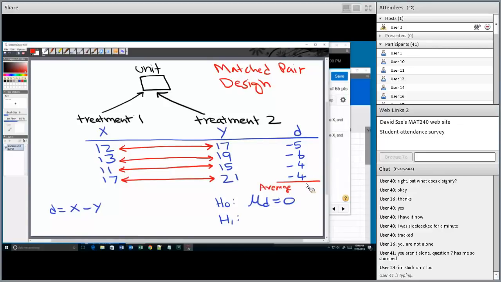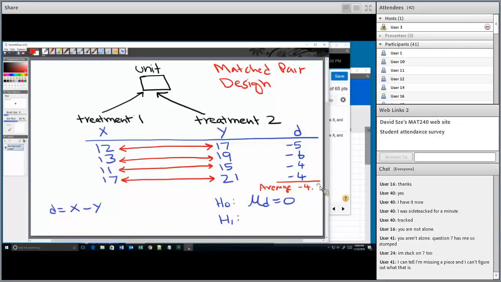So whatever that average comes out to be, maybe the average will be, who knows, minus 4.5 in this case, okay? The average is just minus 4.5, say. So then the question is, is your mu D equal to 0? And then the alternative can be one of the three again: mu D is not 0, mu D is less than 0, mu D is greater than 0, okay?